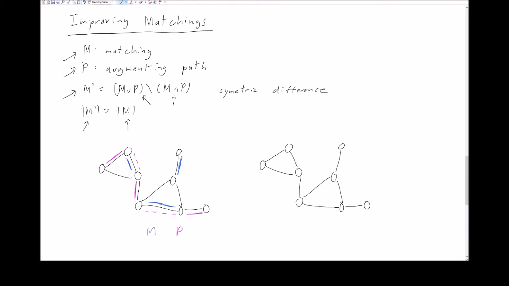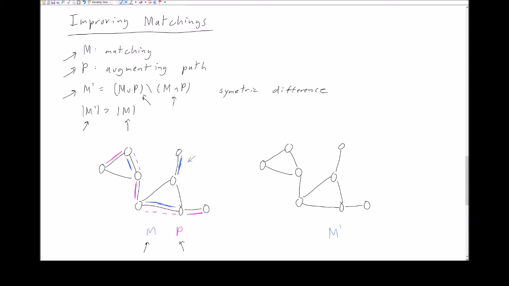Here we have an example of a matching M and an augmenting path P for this matching. From this, we can construct our new matching M prime. We'll construct the matching M prime in this other graph. First, we look at all the edges that are in M or P, but not in both.